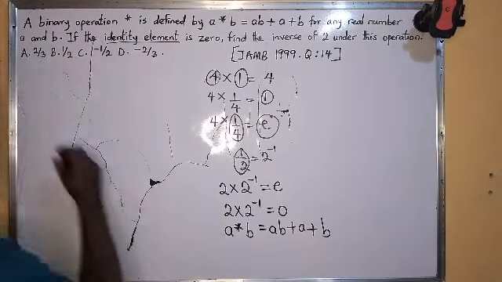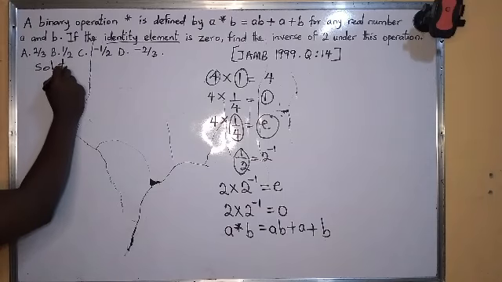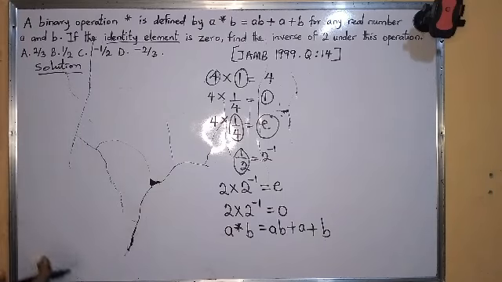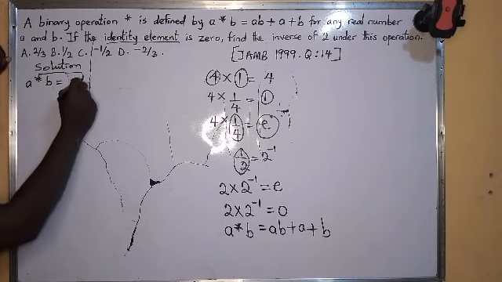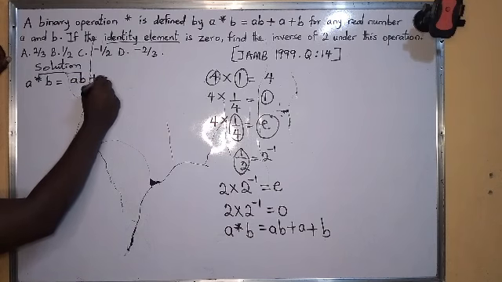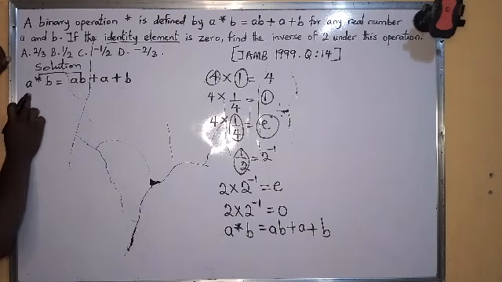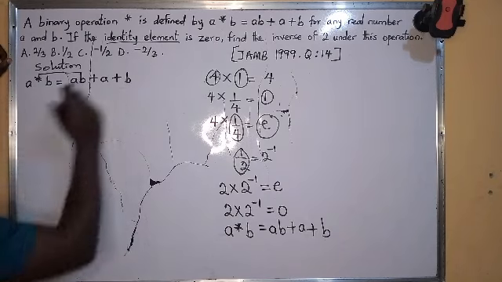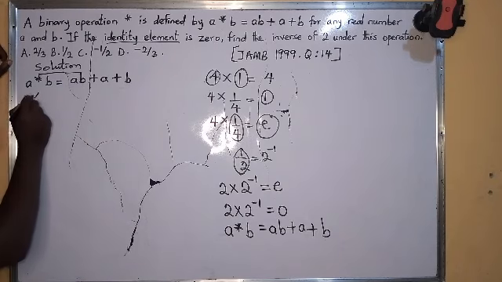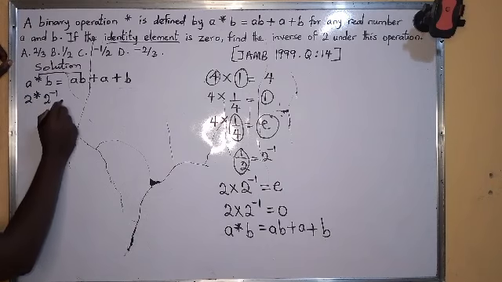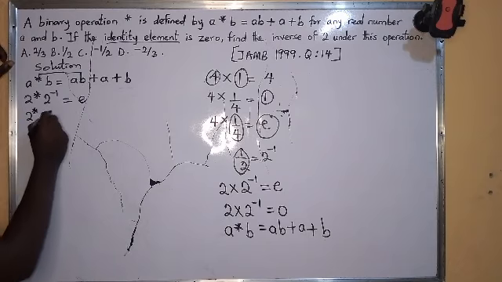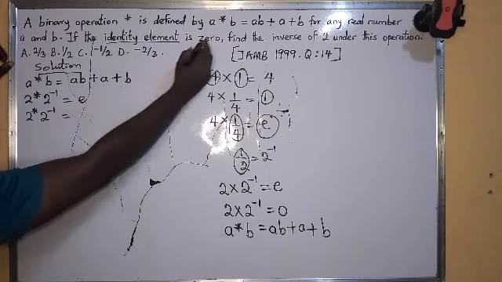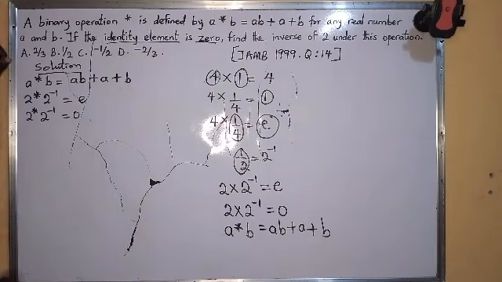So let's dash into the question. After this rough explanation, I believe we should be able to simplify it very well. A operation B is equal to AB plus A plus B. For us to get the inverse of 2, 2 operation 2 raised to power minus 1 will give us the identity element E. We were given that 2 operation the inverse of 2 is equal to the identity element, which is 0.